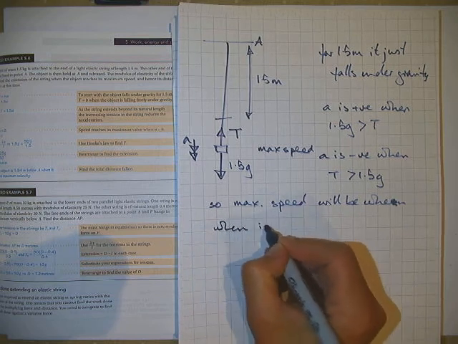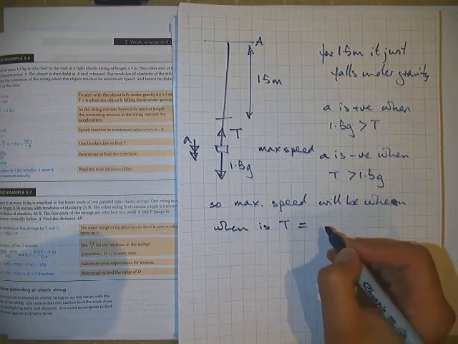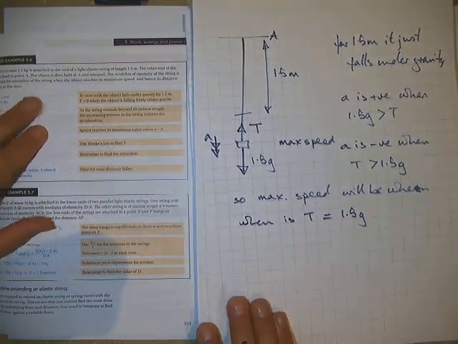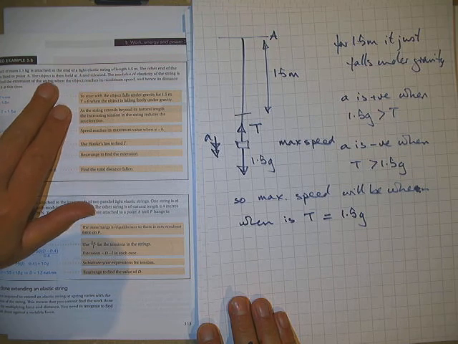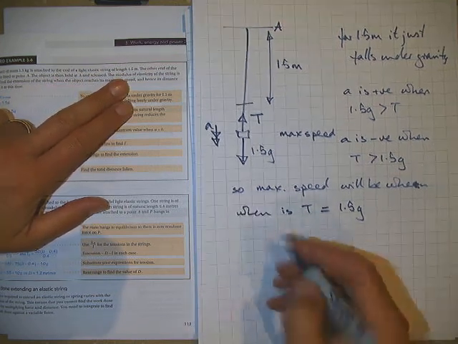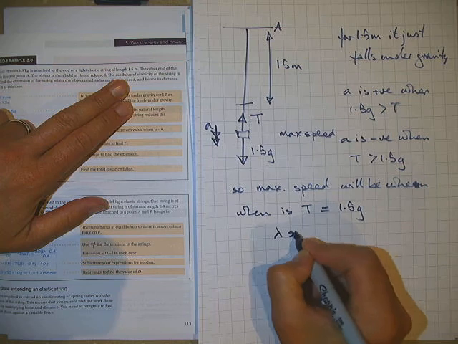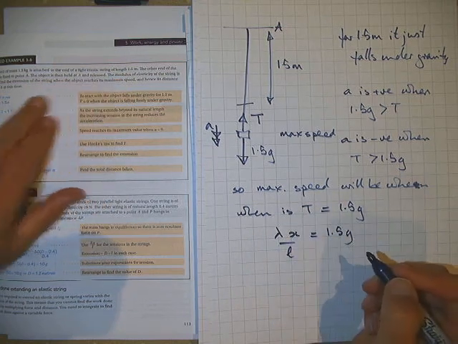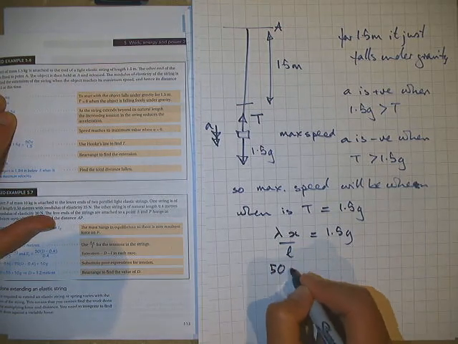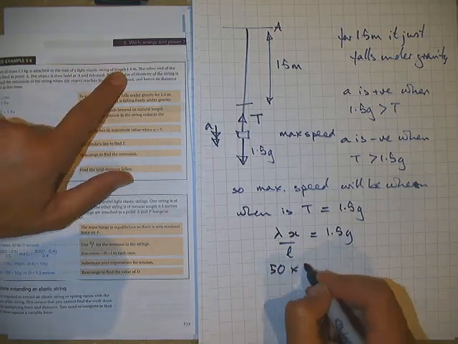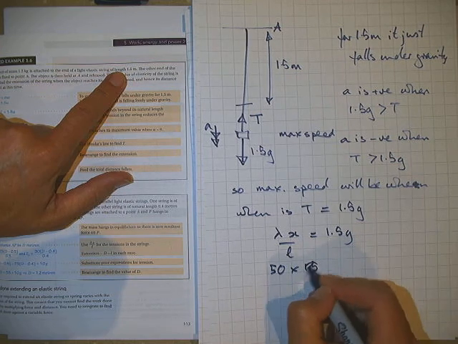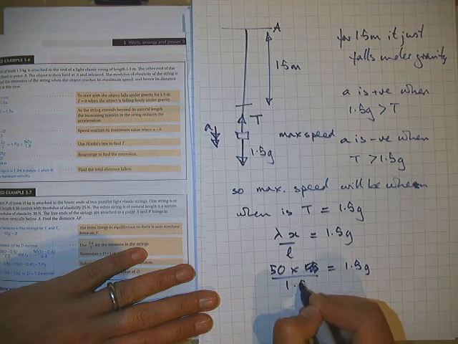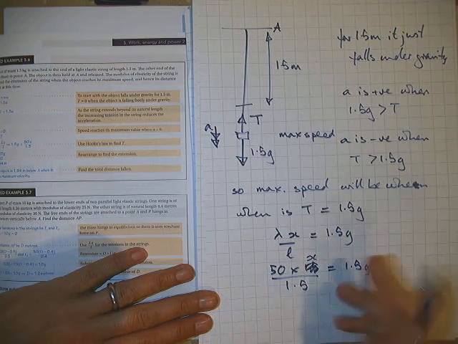When is T equal to 1.5 g? It's when lambda x upon L equals 1.5 g. So 50 times x over 1.5, the natural length is 1.5. It's the extension we're finding.